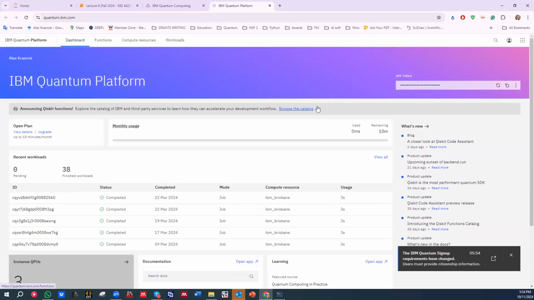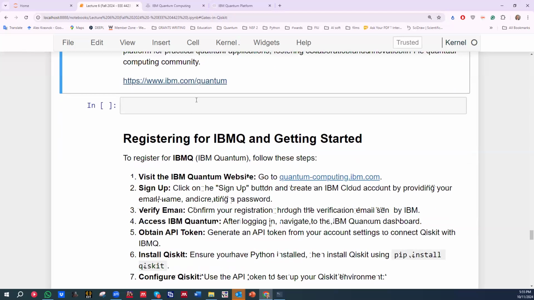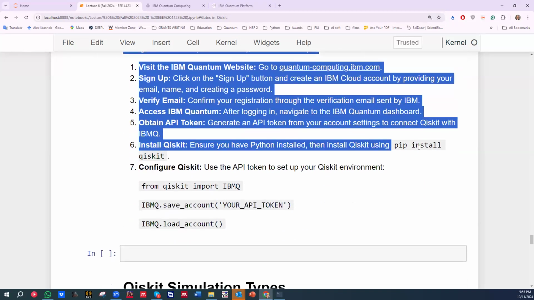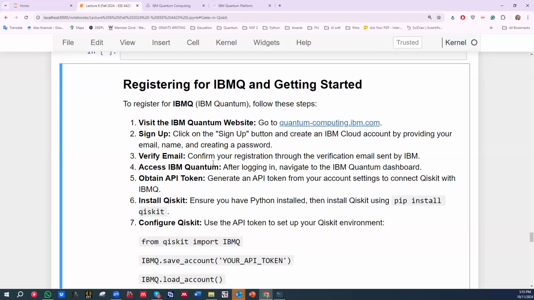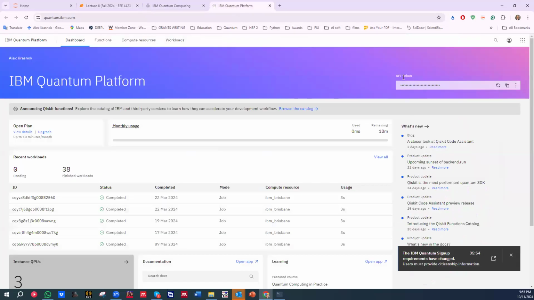You will do that for the first time, and it will lead you to the registration page. Here I try to summarize the steps you need to do to get yourself registered. The goal is to get this API token. In my platform, I have this API token, which is hidden, and I can copy it. This API token allows you to submit these computations to the cloud backends. Backends here means either a quantum computer or a quantum computer simulator.